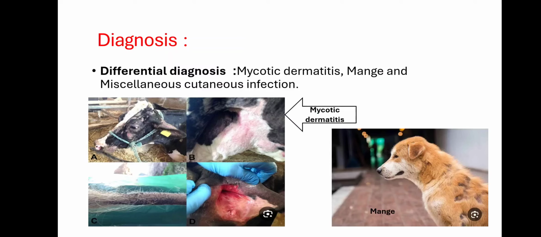Differential diagnosis: mycotic dermatitis refers to a skin condition caused by fungal infection such as candidiosis. Mange is a parasitic disease caused by different types of mites. Mucocutaneous infections are caused by different microorganisms such as bacteria, fungi, viruses, and parasites, such as impetigo and cellulitis caused by Staph aureus and Strep aureus, or herpes virus.